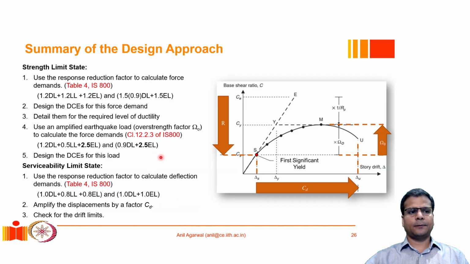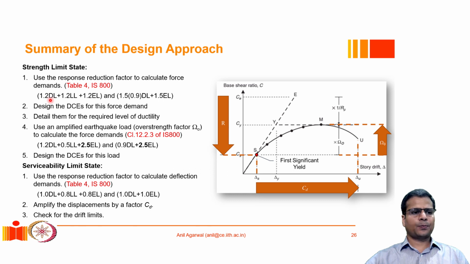So here I am summarizing the design approach in a few steps. Basically the idea is, first we have to do two-step designing. One is the strength limit state and the other one is the serviceability limit state for earthquakes. In the strength limit state for earthquakes, we basically use the response reduction factor and we do the modal analysis, or we can calculate the time period, and then we can use the response spectrum to calculate the earthquake force demand. For that earthquake force demand, we use one of these three combinations, if you can see closely.